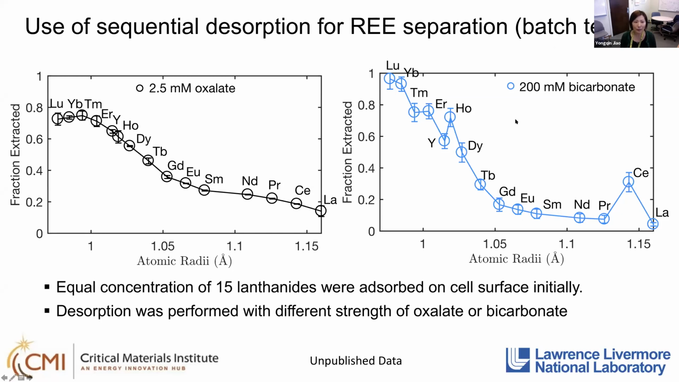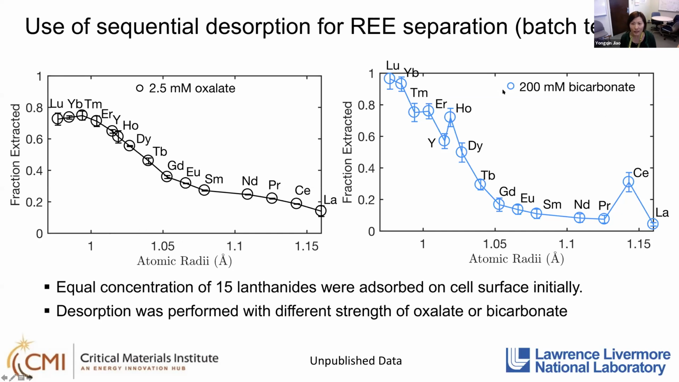So in this experiment, we first immobilized or absorbed 15 of the lanthanides at equal molar concentration on the cell surface. And then we subject the rare earth bound cells to solutions that contain a desorbent, which on the left is 2.5 millimolar of oxalate, and on the right showing you with the desorbent being 200 millimolar of bicarbonate.